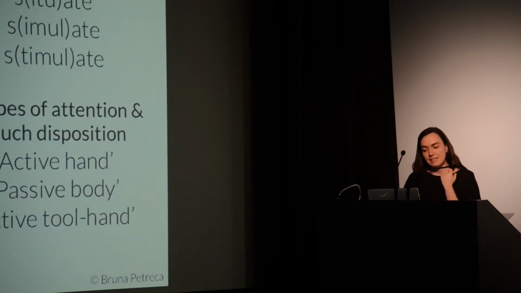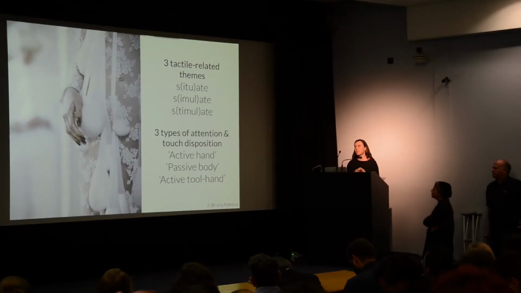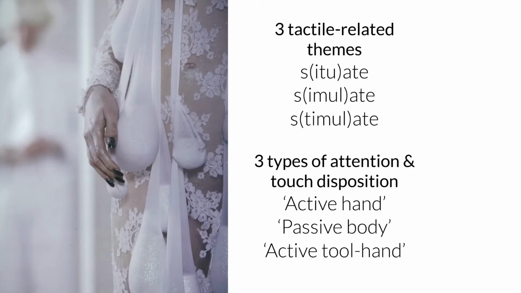For the tactile experience, I found 3 tactile-related themes, which I called situate, simulate, and stimulate. I'm also reporting that they always happen with 3 types of attention and touch disposition, which I called active hand, passive body, and active tool hand. I'll explain this fully inside each theme. So when designers encounter textiles, they situate. All the touch behaviors observed in these moments are about understanding the textile, understanding how it feels to the respondent.